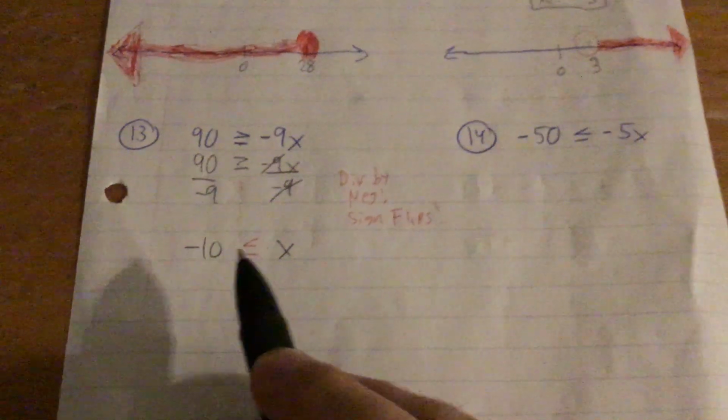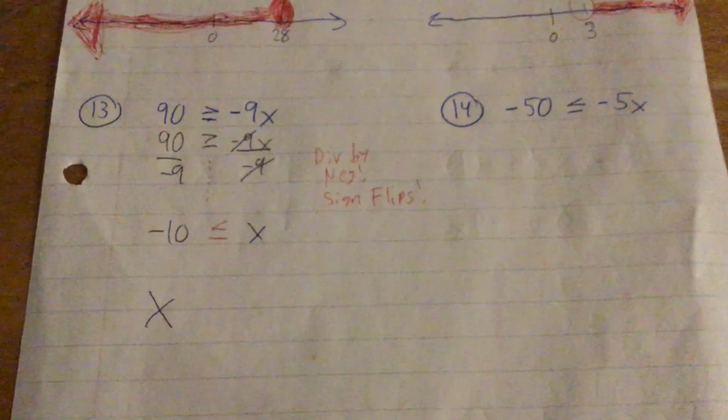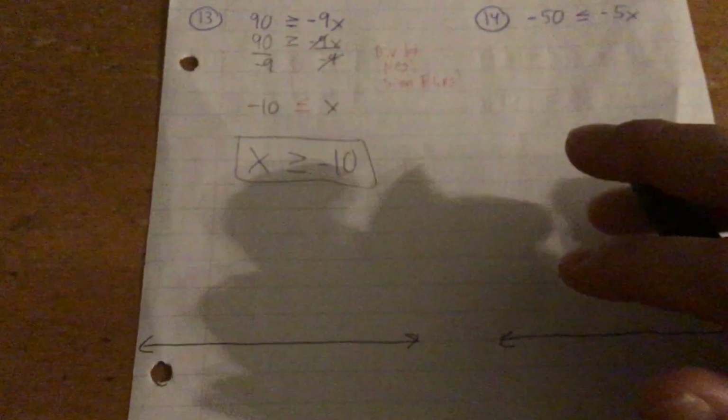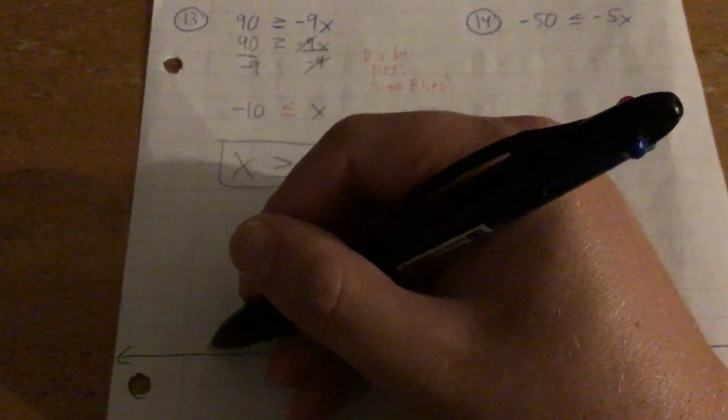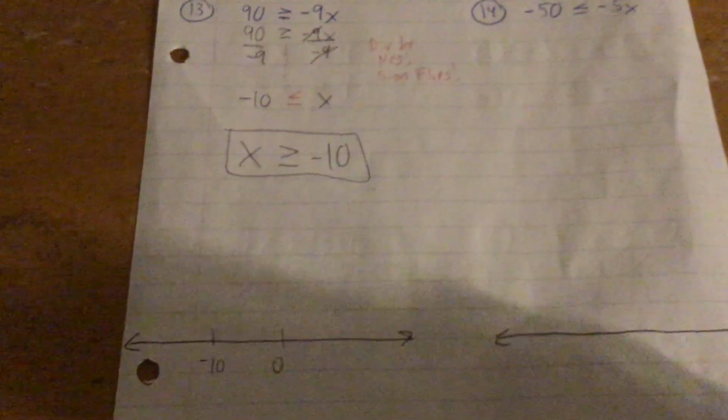So if negative 10 is less than or equal to x, another way to write this would be to start the sentence with x. If negative 10 is less than or equal to x, well then x must be greater than or equal to negative 10. Therefore, I can draw a number line, 0 in the middle. Negative 10 would be on the left. What numbers are greater than or equal to negative 10? To the left or to the right after I draw this big dot?